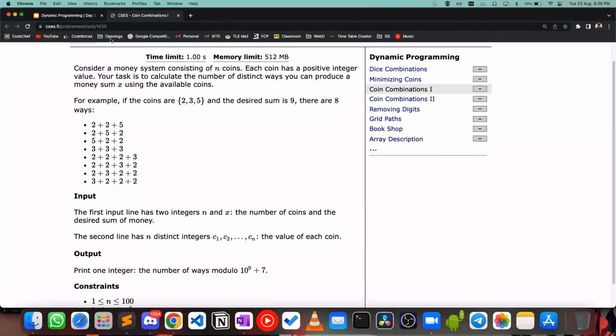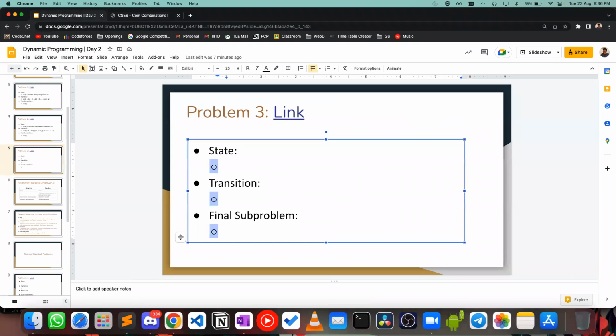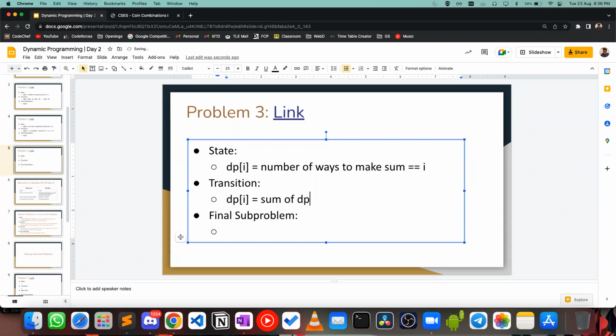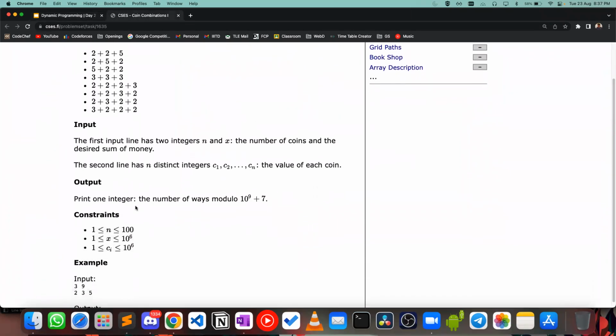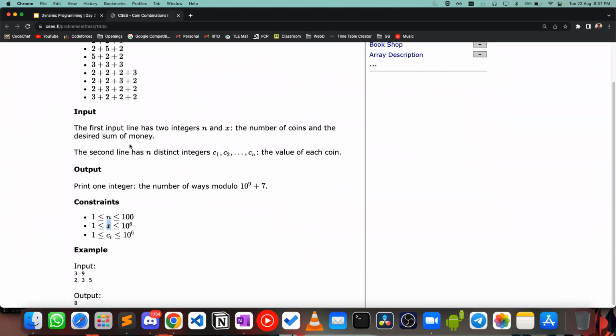Right? So is this making sense to everyone? Tell me also the final subproblem. dp of I is equal to the number of ways to make sum equal to I. Transition is dp of I is equal to the sum of dp of I minus kj, with j going from 0 to n minus 1 because n is the number of coins available to you. So what is the final subproblem? Look at the problem. What do you have to find? The number of ways to construct x. So what will be the final subproblem?